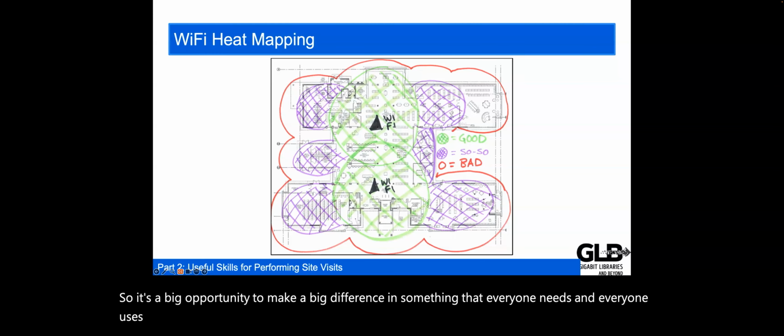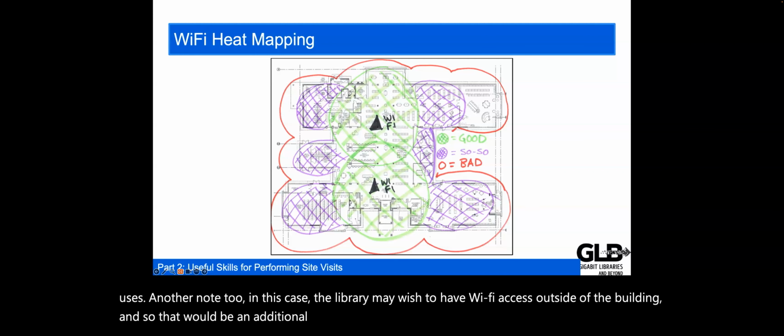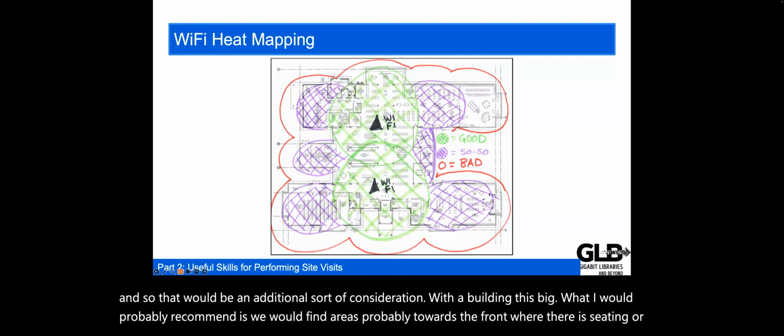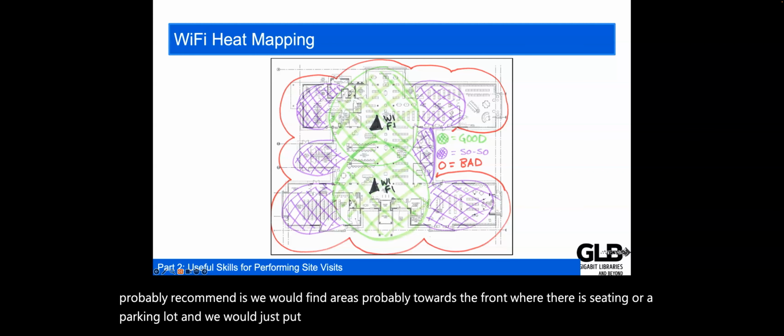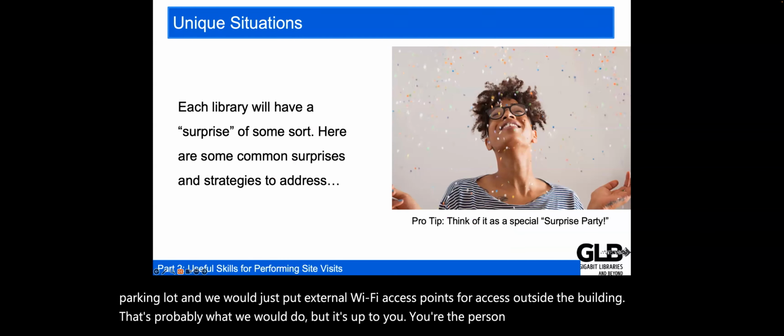Another note too, in this case, the library may wish to have Wi-Fi access outside of the building. And so that would be an additional sort of consideration. With a building this big, what I would probably recommend is we would find areas probably towards the front where there is seating or a parking lot, and we would just put external Wi-Fi access points for access outside the building. That's probably what we would do. But, it's up to you. You're the person doing the analysis.